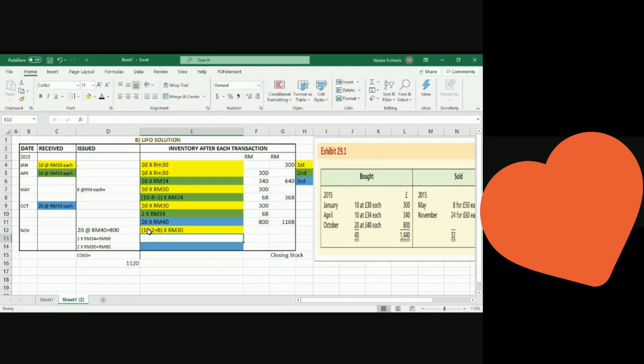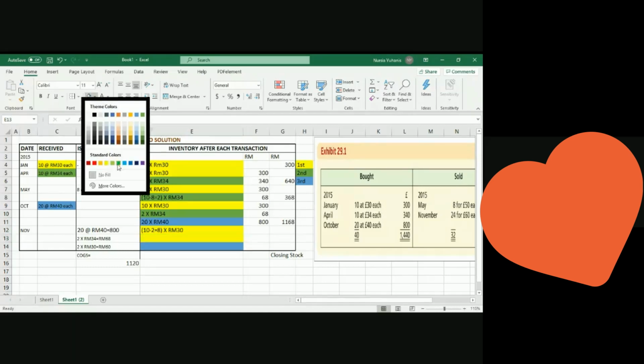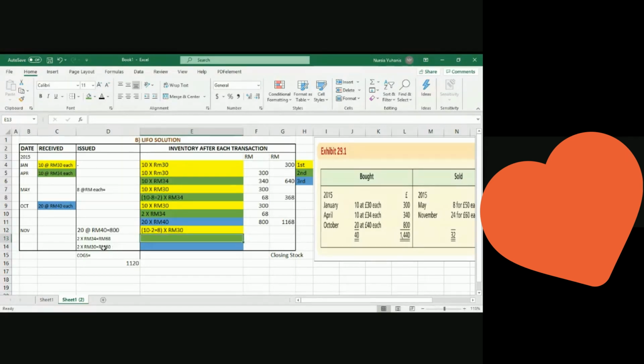So equals to 8 multiply with RM30. Okay, so what about the green one you have? No, because you sell everything here. What about the blue one you have? No, because you sell everything here. Okay, so now your closing stock 8 multiply 30, how much? 240. Yes, so 240 will be your closing stock.